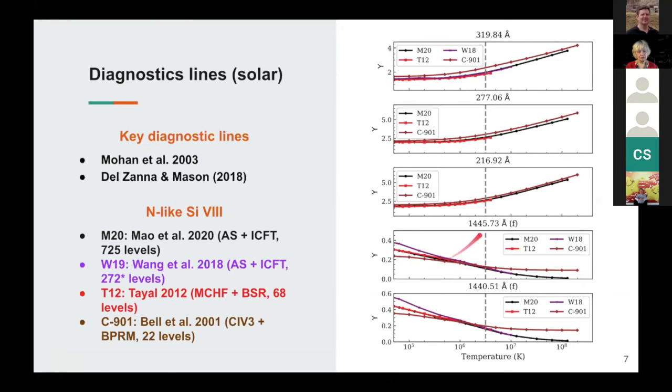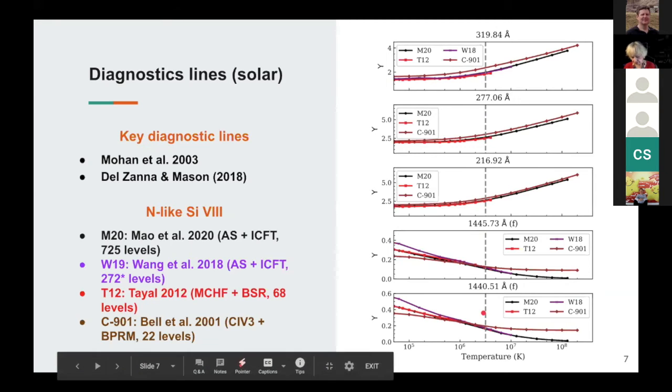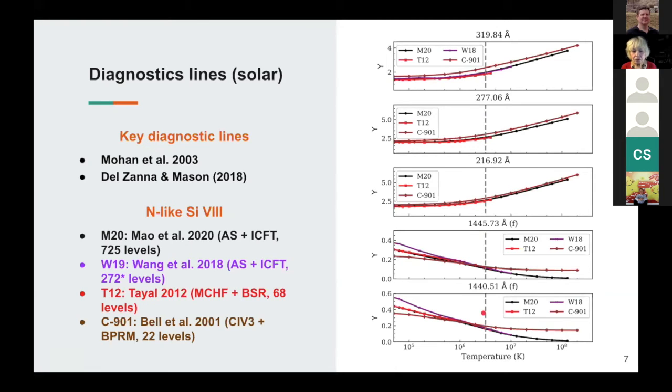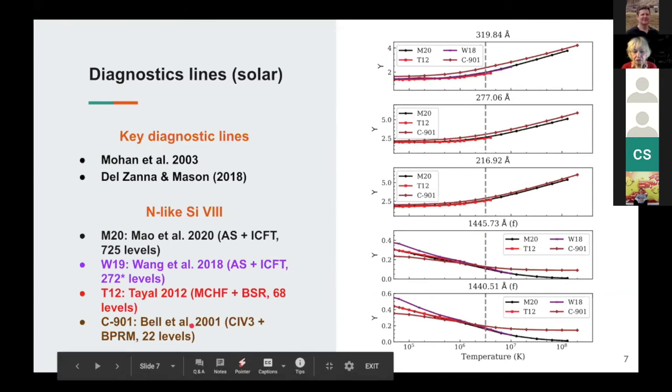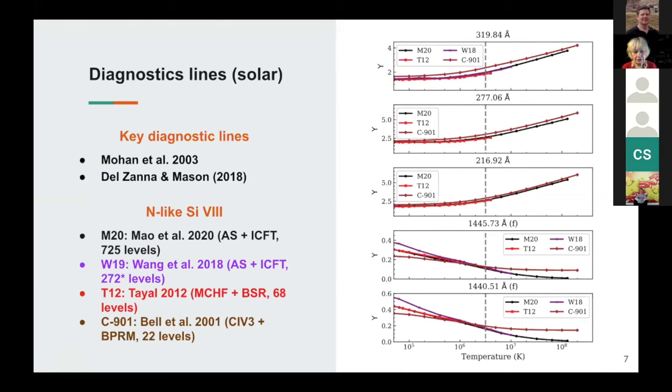And I should also point out that there is a vertical dashed line. This marks the upper limit of the temperature range of the data of Bell et al. And what you see at high temperature is actually extrapolated. So this is something that sometimes occurs in atomic databases as well.